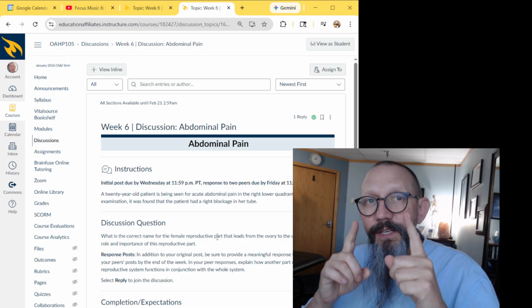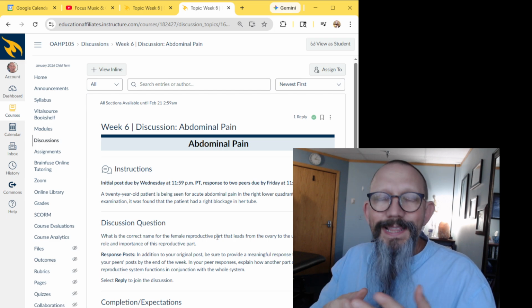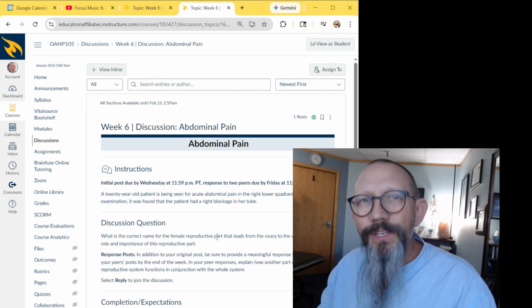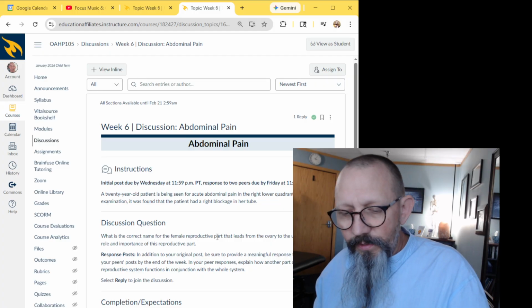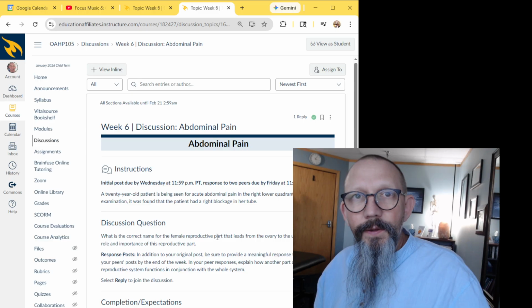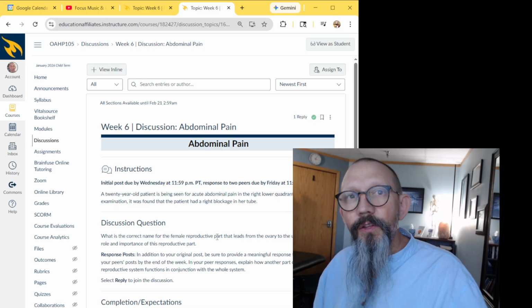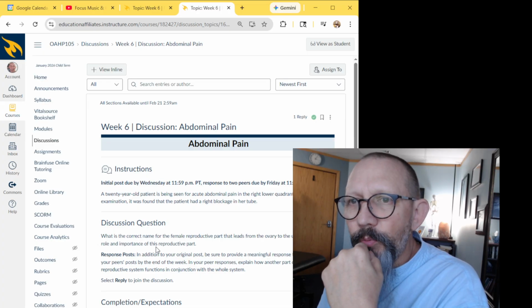Now remember, if the egg doesn't get fertilized and doesn't send out some chemicals and hormones, and it lands on the surface of the endometrium, that's the inside layer, a little soft layer of the inside of the uterus, it doesn't implant because it's not fertilized, so it gets expelled through menses, right? Menstruation. Discuss the role and importance of this reproductive part.